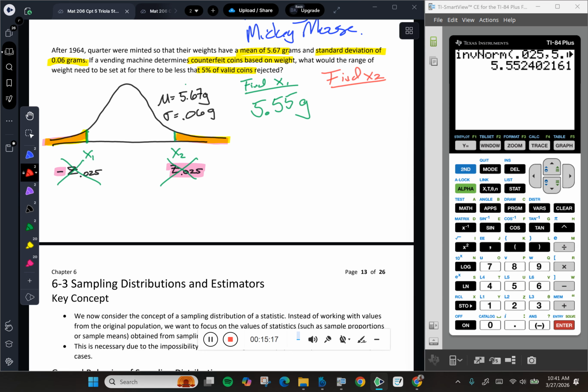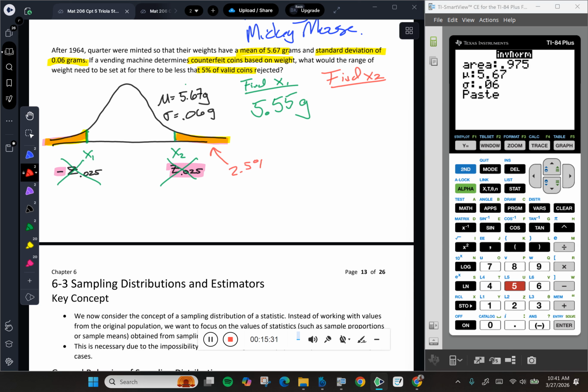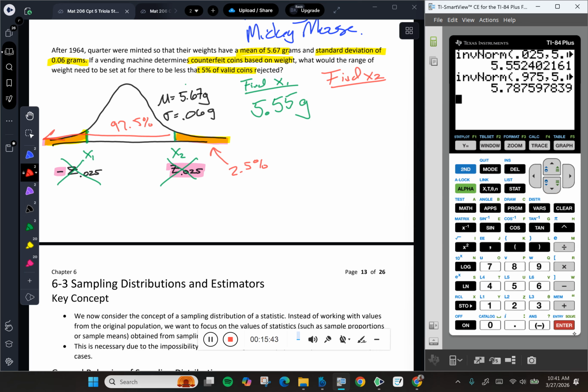using the same command, that inverse normal. My area is 0.975. Now, where did 0.975 come from? Well, if I want this out here to be 2.5%, then everything to the left of it needs to be 97.5%. Paste that back in, and I get 5.79 grams.